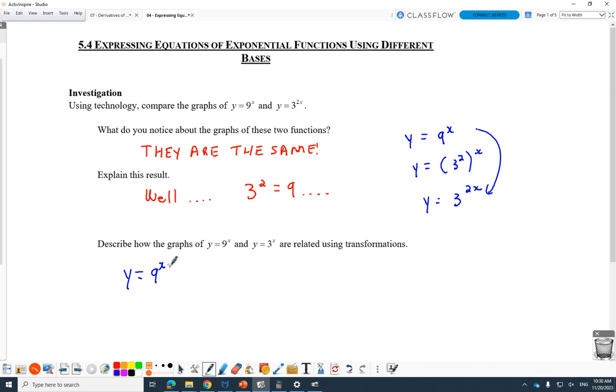And the answer is yes. 9 can be expressed as 3 squared. And if your mental math is not good, it doesn't need to be. You just get out your calculator and you go, okay, well, 9. Can that be expressed as base 2? And you just go, okay, 2 to the power 2.